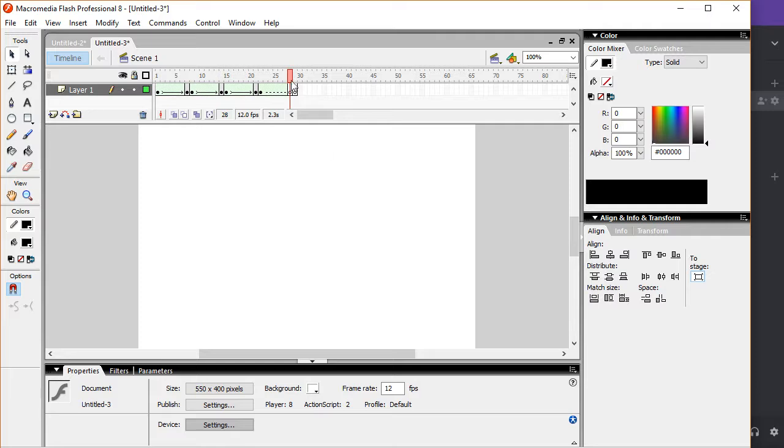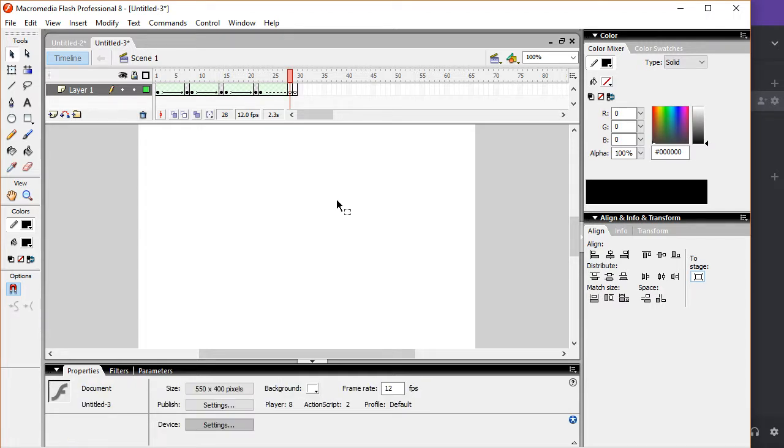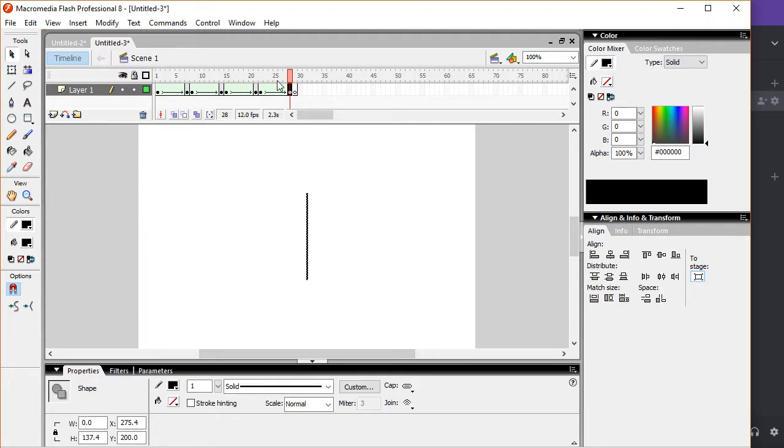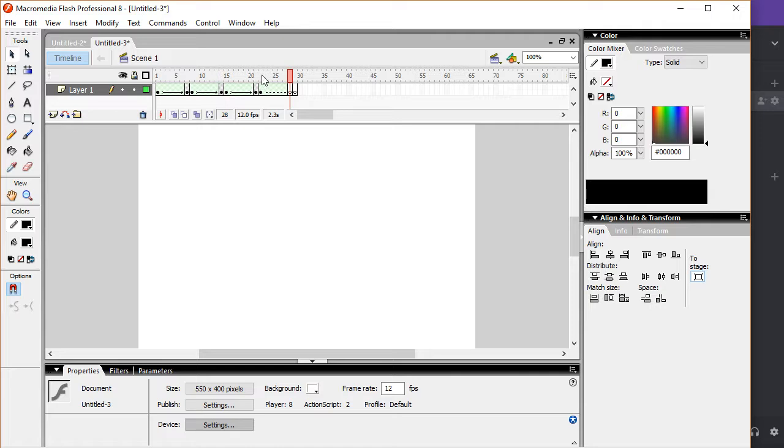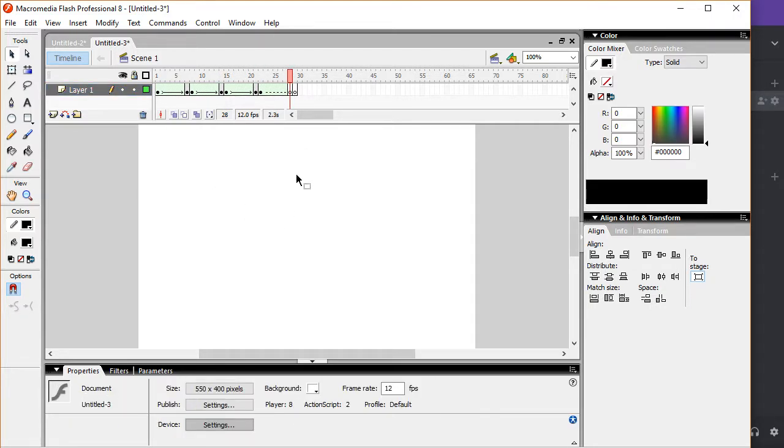Didn't work. What? Control C. Control V. Come on. Control C. Sorry for that. There we go. Should probably mute my phone. Mute it.